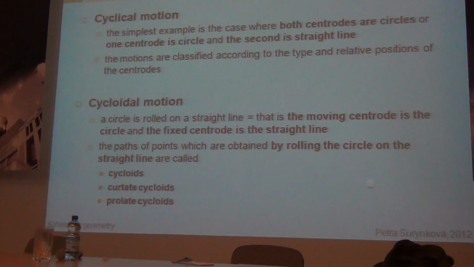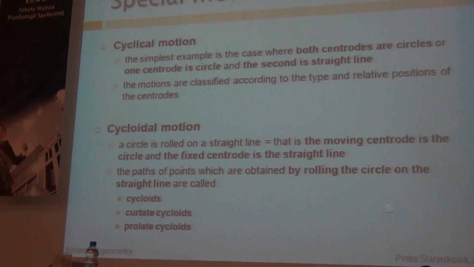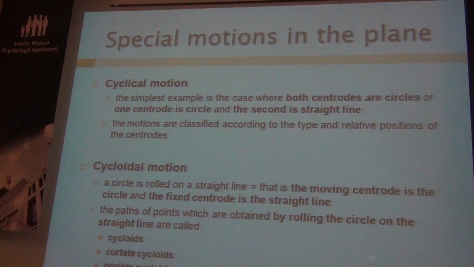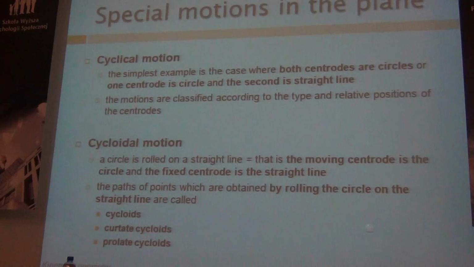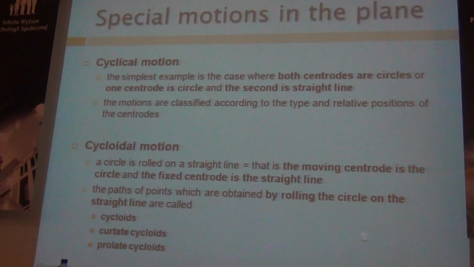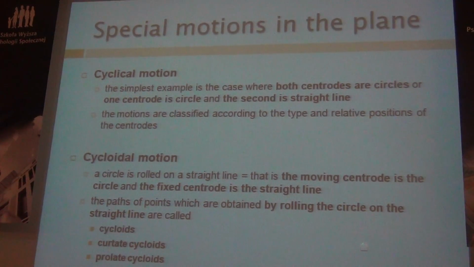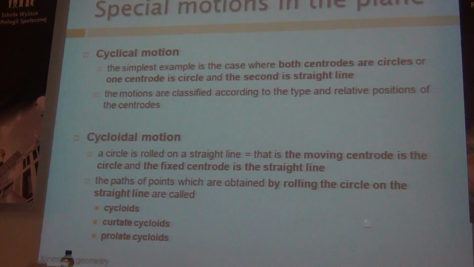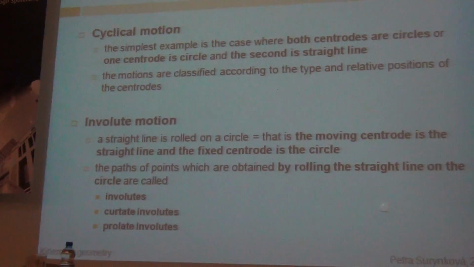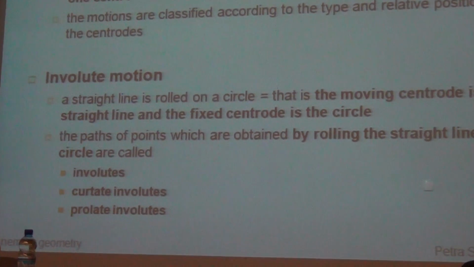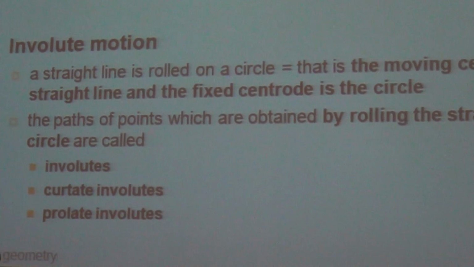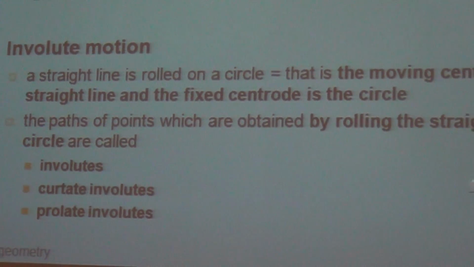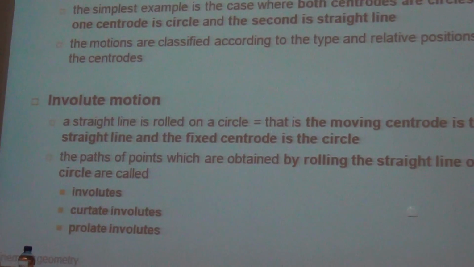So this motion is an example of a very special motion in the plane. It's cycloidal motion, and as I showed, the moving centroid is the circle and the fixed centroid is the straight line. Another example is involute motion. A straight line is rolled on a circle. It means that the moving centroid is the straight line and the fixed centroid is the circle.